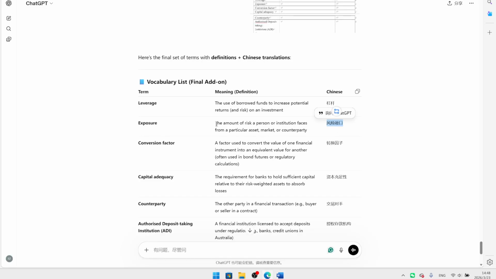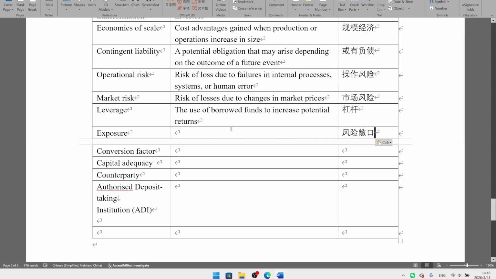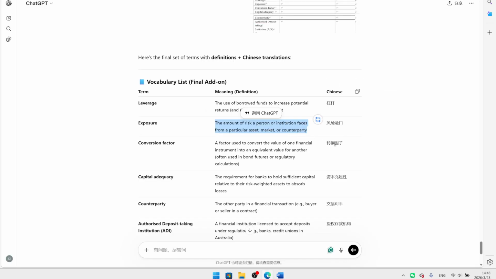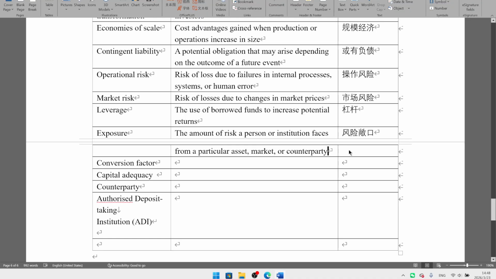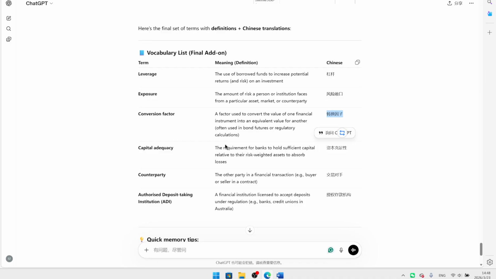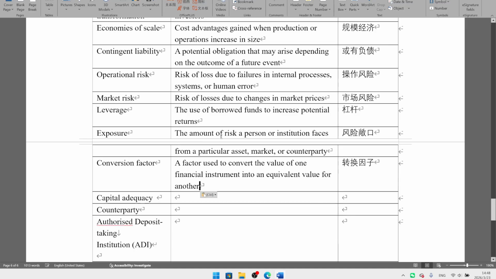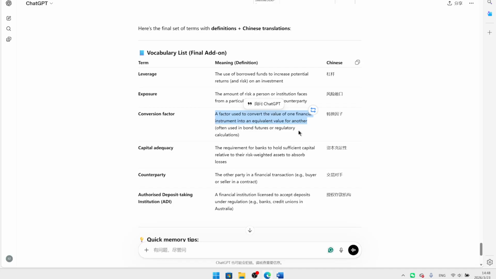Exposure is the amount of risk a person or institution faces from a particular asset. Conversion factor is a factor that's used to convert the value of one financial instrument into the value of another. What does that mean? A factor used to convert the value of one financial instrument into an equivalent value for another.